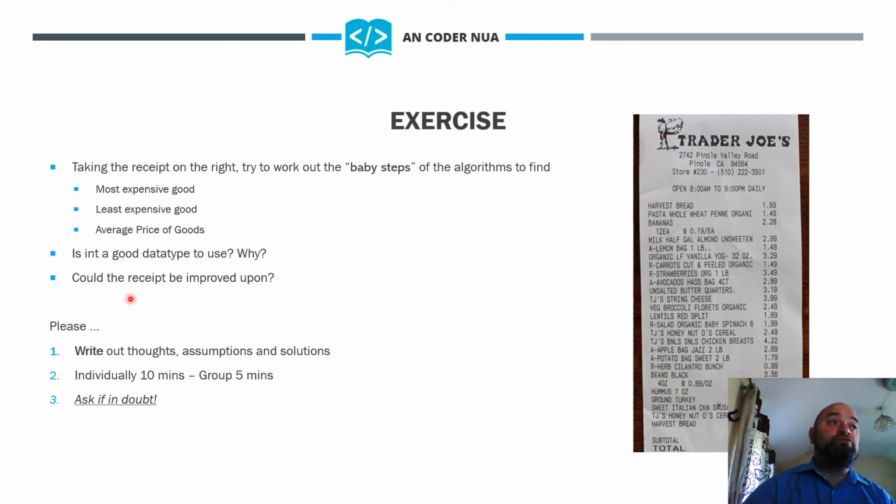Could this receipt be improved upon? Could there be more details shown? Could there be less details shown? And could it be, I suppose, presented a bit better? I don't know. That's up to you. I would like you to take about 10 or 15 minutes to do this and also ask if in any doubt. But the most important thing is, please write out your answers, thoughts and assumptions.